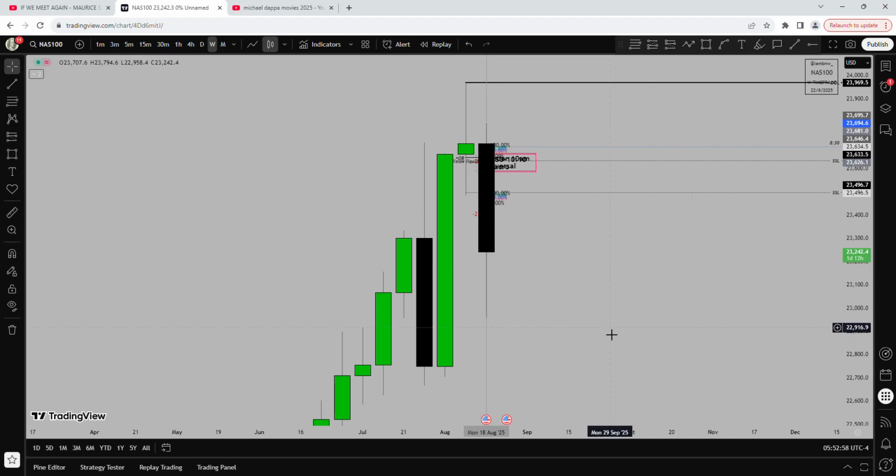Good morning, folks. So I'm gonna be doing a trade breakdown on NQ, which is Nasdaq. I think I took this trade 2 days ago, so this is Thursday, and I'm gonna be breaking down the trade I took on Tuesday.